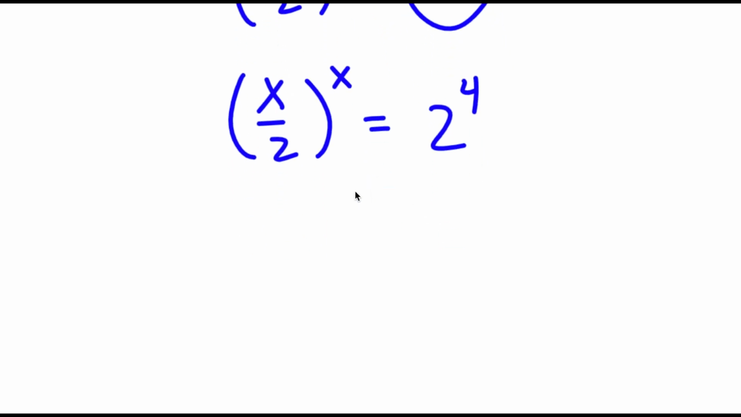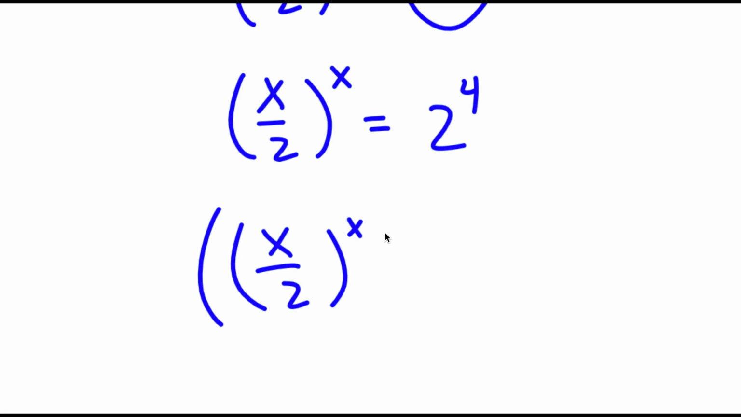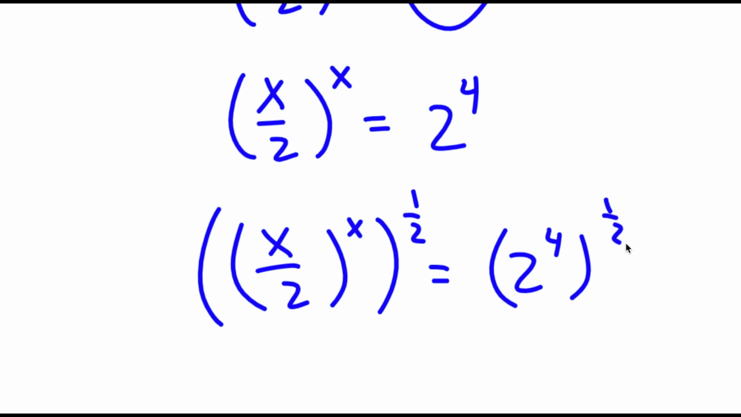Now I'm going to take the power of 1/2 on both sides. So now I have x over 2 to the power of x, to the power of 1/2, is equal to 2 to the power of 4, to the power of 1/2.